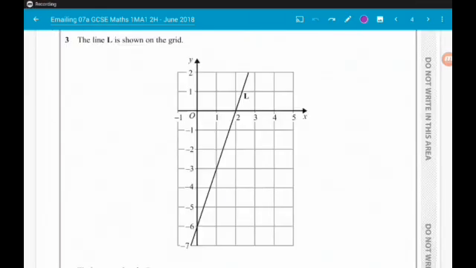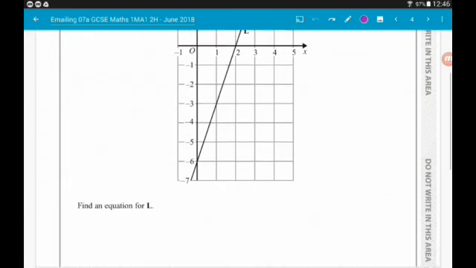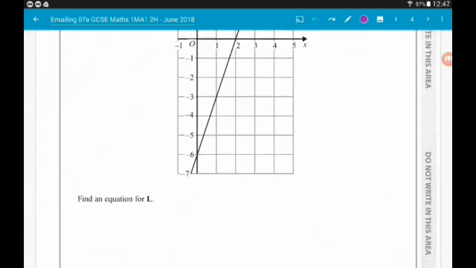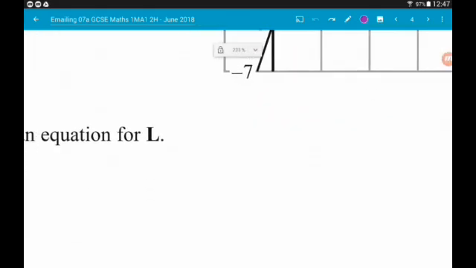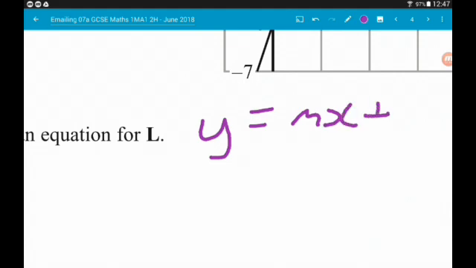Question 3. The line L is drawn on the grid, and our job is to find the equation of L. So L is a straight line, so we're going to need the general equation of a straight line, which is y equals mx plus c. Now I'll put a link in the description to my equations of straight lines playlist, which contains all of this stuff that we need. So m is the gradient of the straight line, c is the y-intercept.